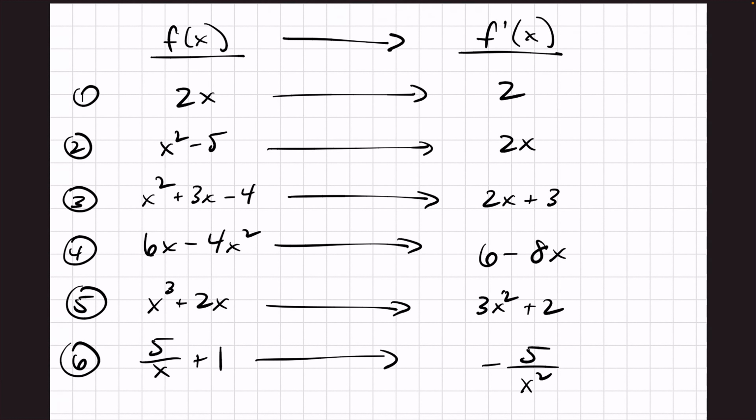The power, right? The biggest powers are going down. Number 1 had a power of 1, x to the first, no power. Number 2 had x squared, 1 power. X squared, x to the first. X to the first, no power. We're losing a power every time. Power's going down. That's part of the rule.